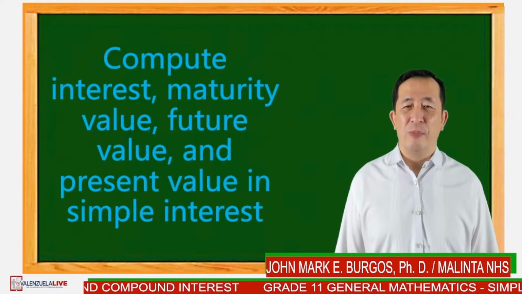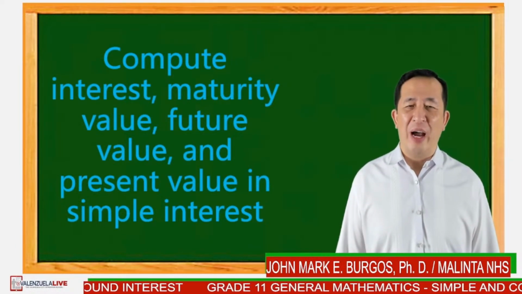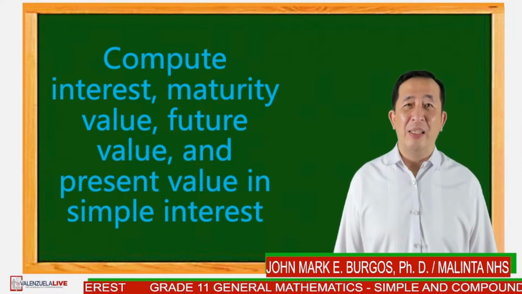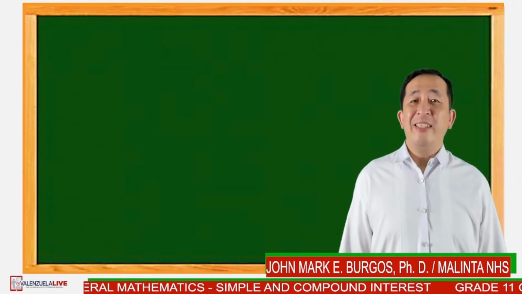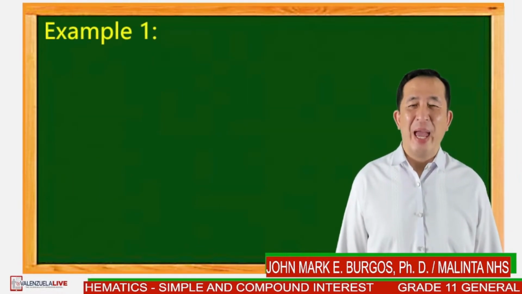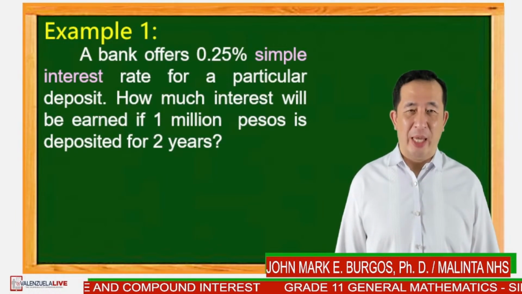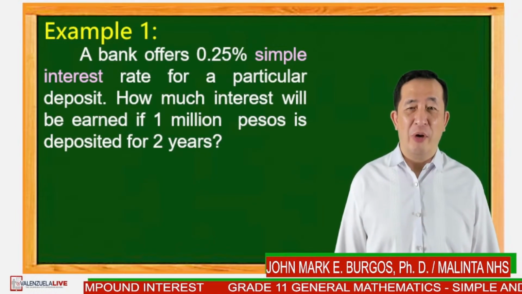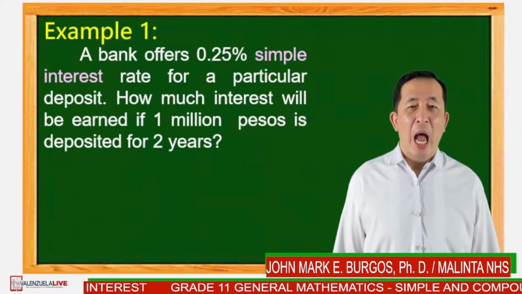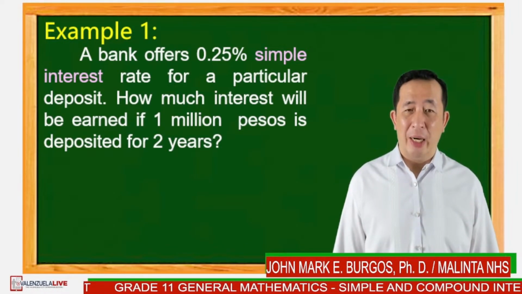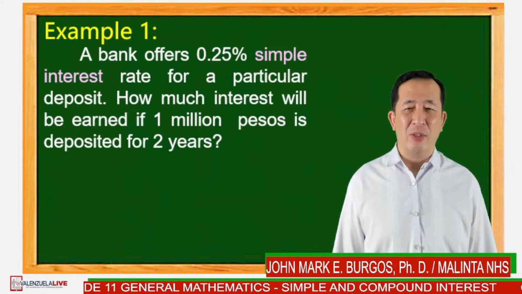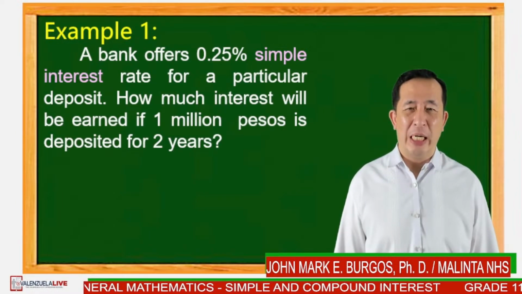Computing interest, maturity value, future value, and present value in simple interest. Let's have the first example. A bank offers 2,500% simple interest rate for a particular deposit. How much interest will be earned if 1 million pesos is deposited for 2 years?